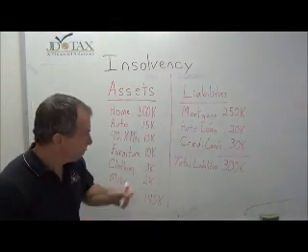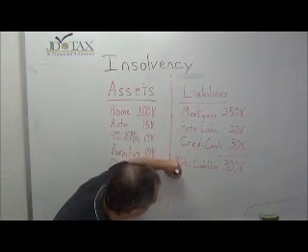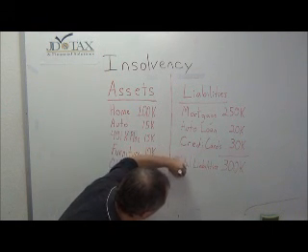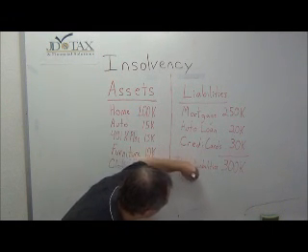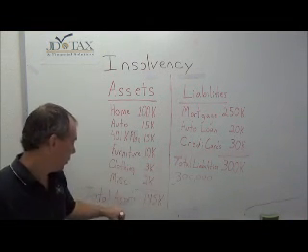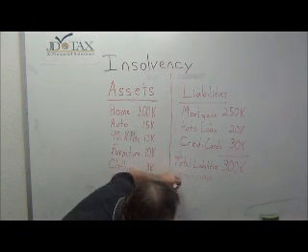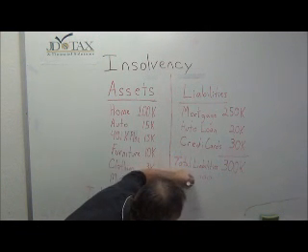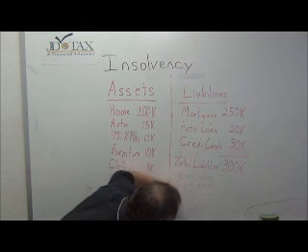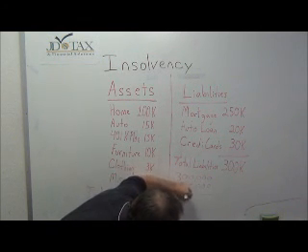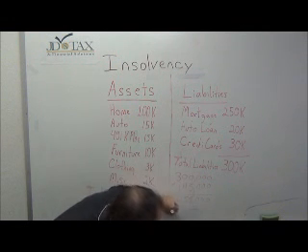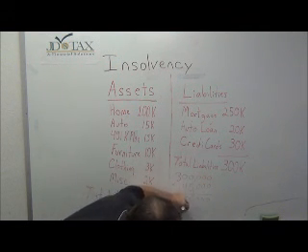So if we take the $300,000 and we subtract out your assets of $145,000, that's $155,000 of insolvency.